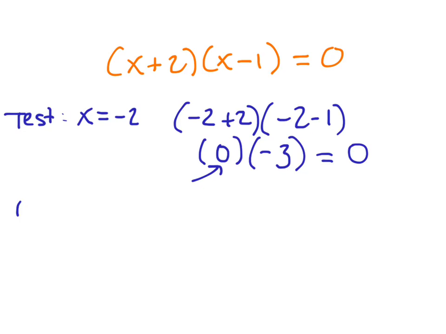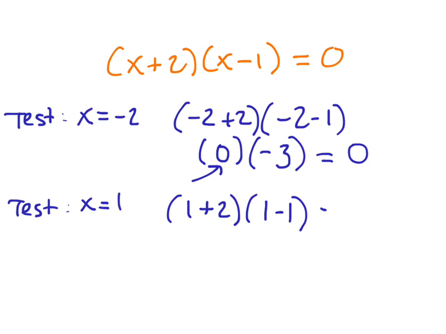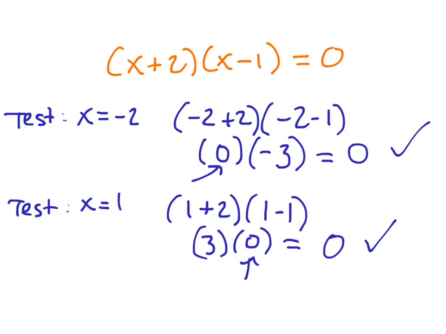So that's true. And then if we test the other one, x equals 1, then I'd have 1 plus 2 and 1 minus 1, and that gives me 3 times 0. There's the 0 we were expecting, and 3 times 0 is 0. So that does work, and that is the zero product property.